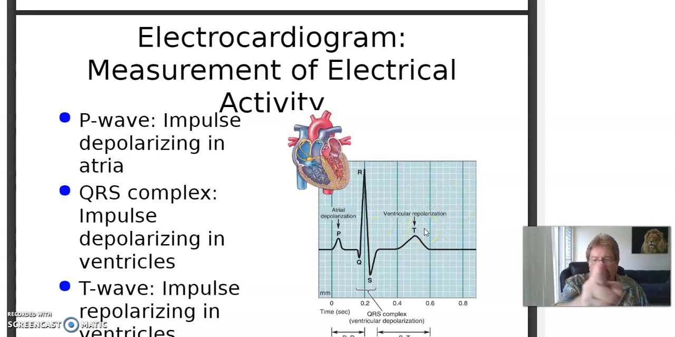Now, I know what you're thinking. You're saying, Dr. Tom, if there's a ventricular repolarization, where's the atrial repolarization? Yeah, very smart. I like that. Well, it's in there, but it's small. It's a runt, so it can't be picked up. It's hidden somewhere in all this other noise.